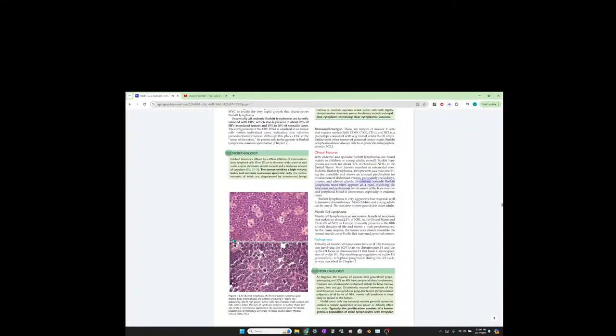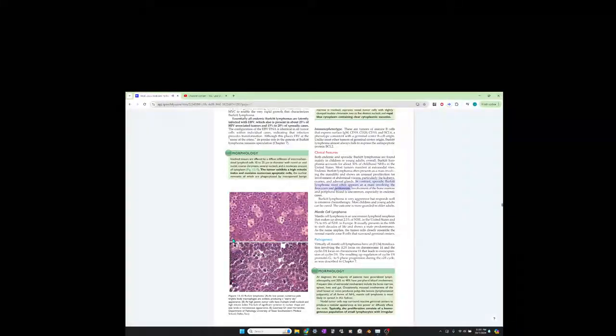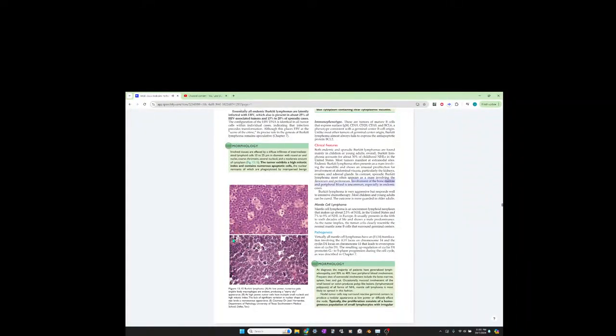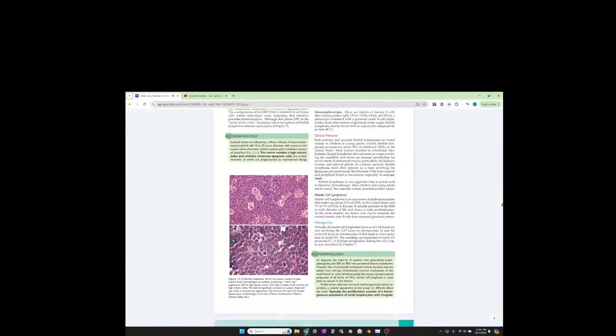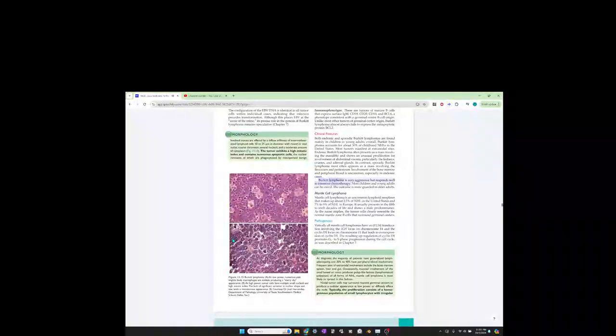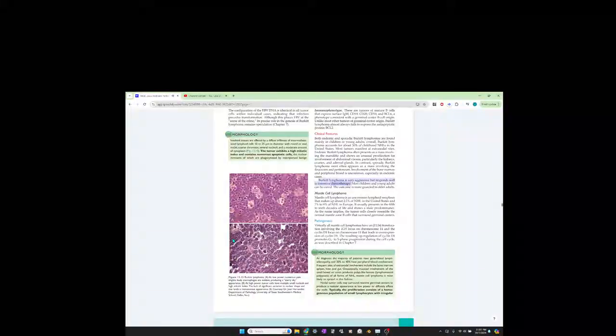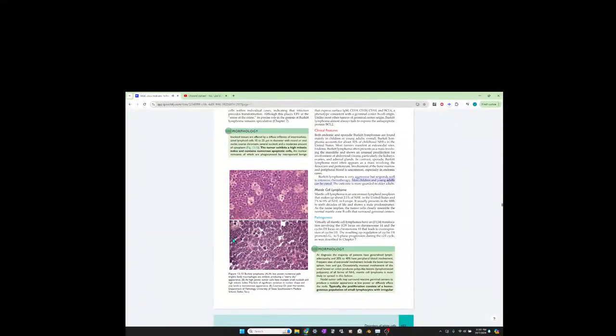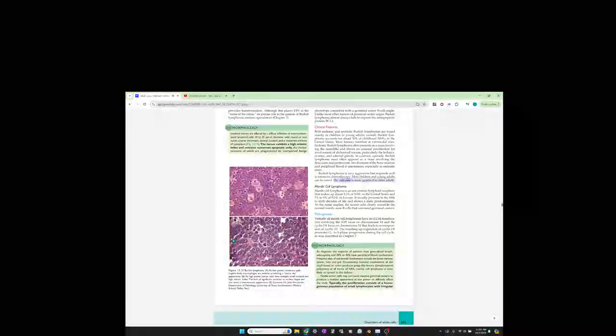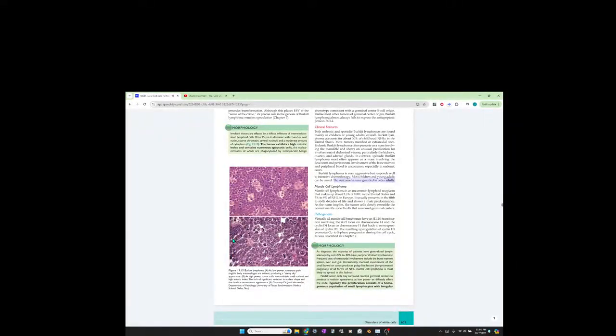In contrast, sporadic Burkitt lymphoma most often appears as a mass involving the ileocecum and peritoneum. Involvement of the bone marrow and peripheral blood is uncommon, especially in endemic cases. Burkitt lymphoma is very aggressive but responds well to intensive chemotherapy. Most children and young adults can be cured. The outcome is more guarded in older adults.